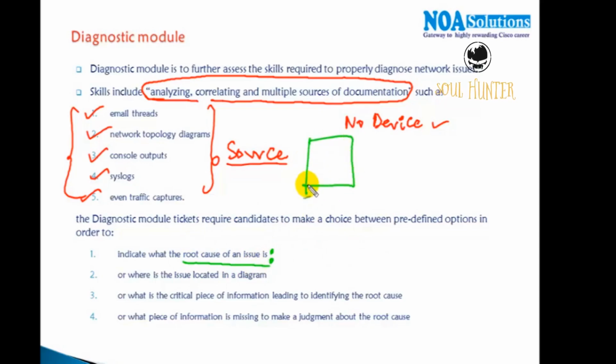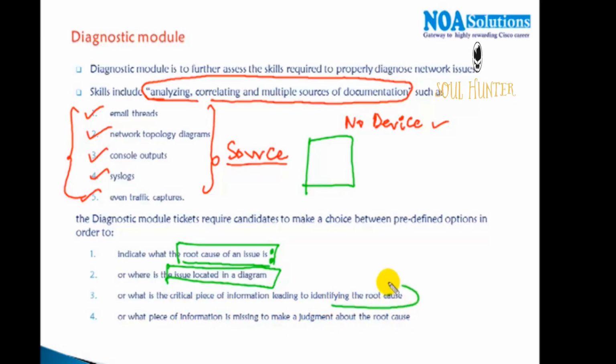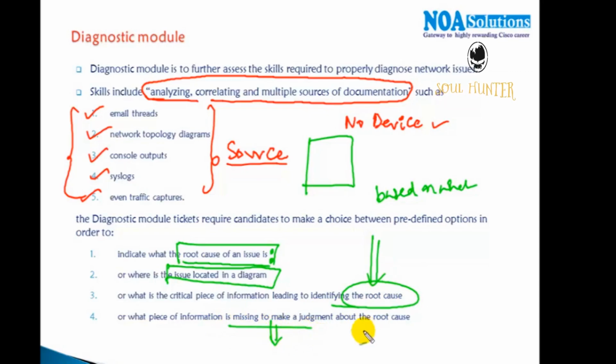Based on the output given to you, you may be asked to find the root cause of the issue, or where the problem exactly is in the diagram, on which router or which interface. Or you may be asked what the critical piece of information is that leads to the root cause, which means identifying the root cause based on what information in the output. Or it can be what piece of information is missing to make a judgment about the root cause. These are all the different types of questions you will be asked in the diagnostic section.